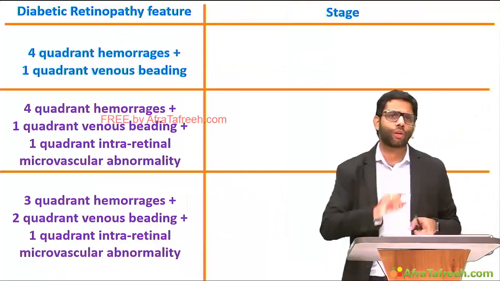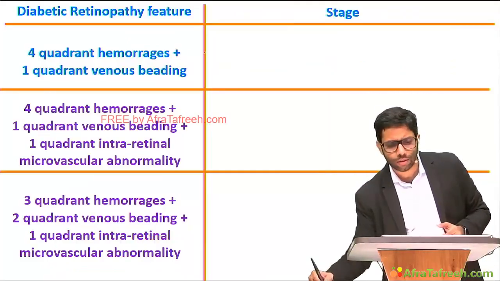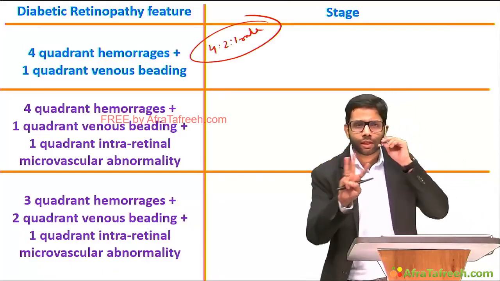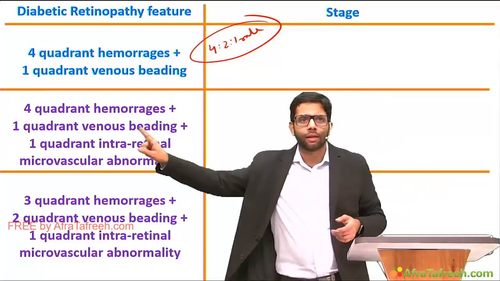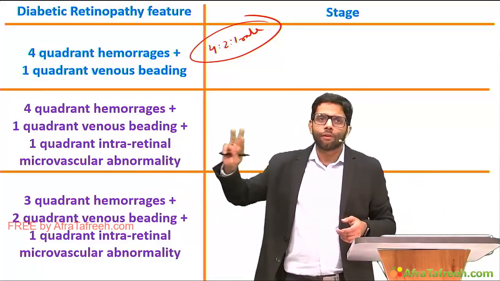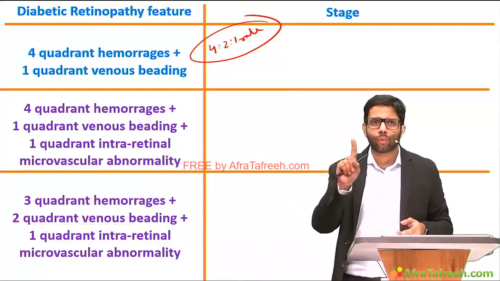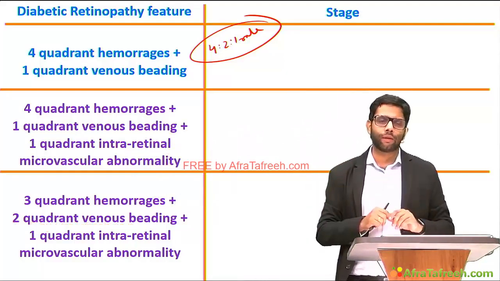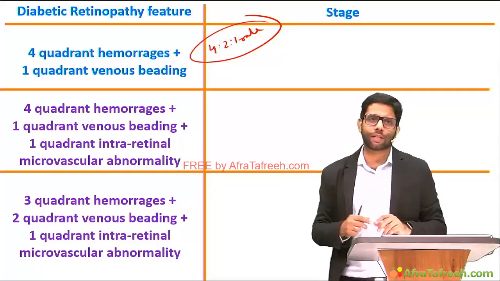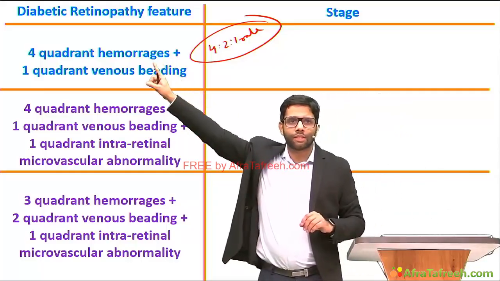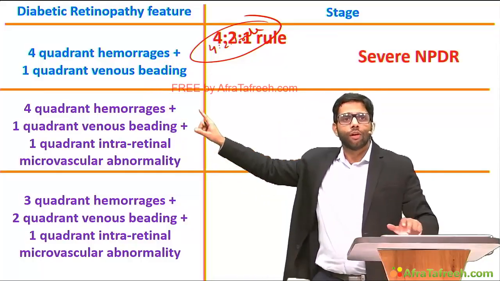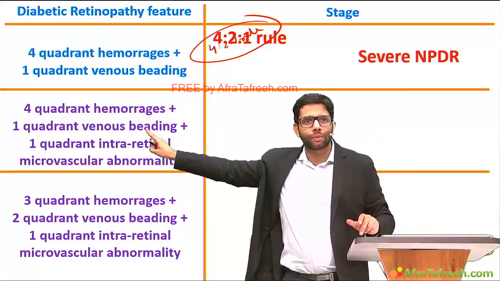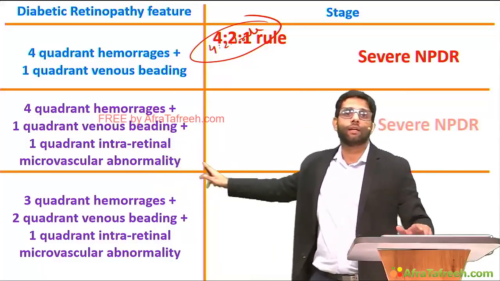Now there is a 4-2-1 rule. I've just given some examples. Three conditions are there. 4 quadrant hemorrhages in the retina, 2 or more than 2 quadrant venous beading, 1 or more than 1 quadrant IRMA. If out of these 3 only one is satisfied, that is severe NPDR. If 2 or all the 3 are satisfied, it is very severe. So 4 quadrant hemorrhages condition satisfied, yes. 1 quadrant venous beading, no, so it is severe. 4 quadrant hemorrhages, yes. 1 quadrant venous beading, no. 1 quadrant IRMA, yes. So 2 are satisfied, very severe.